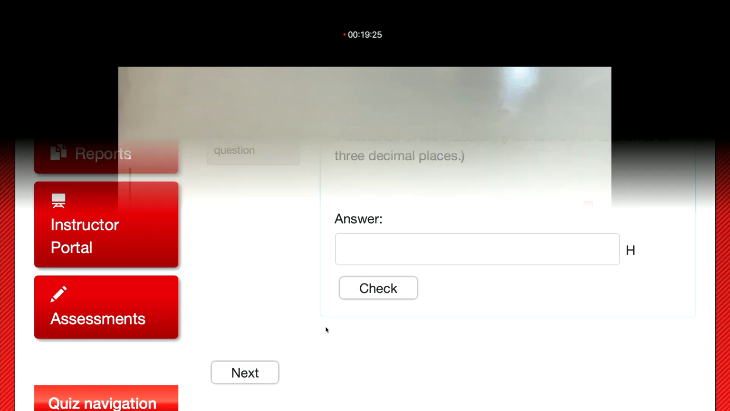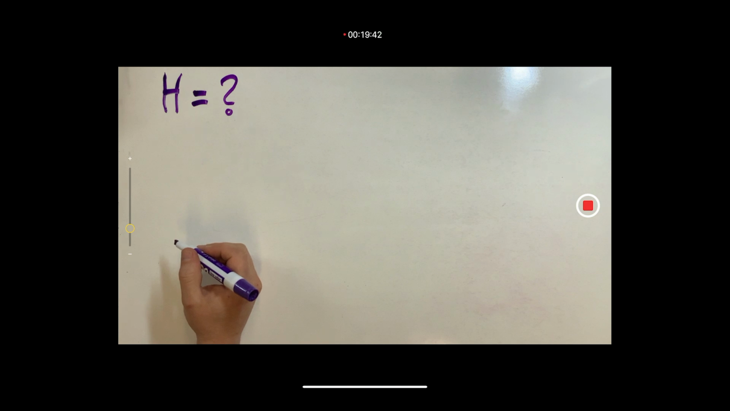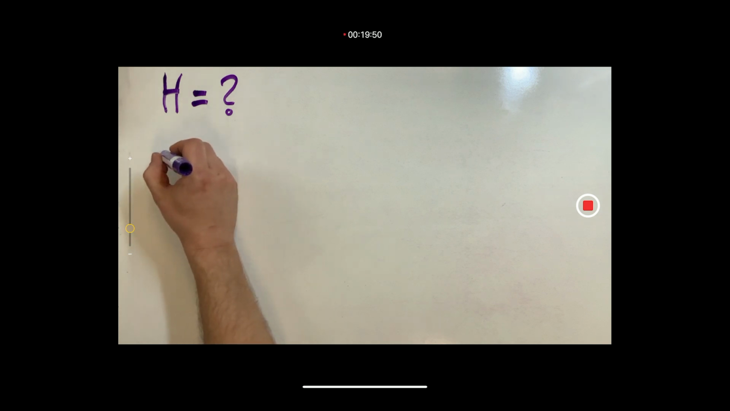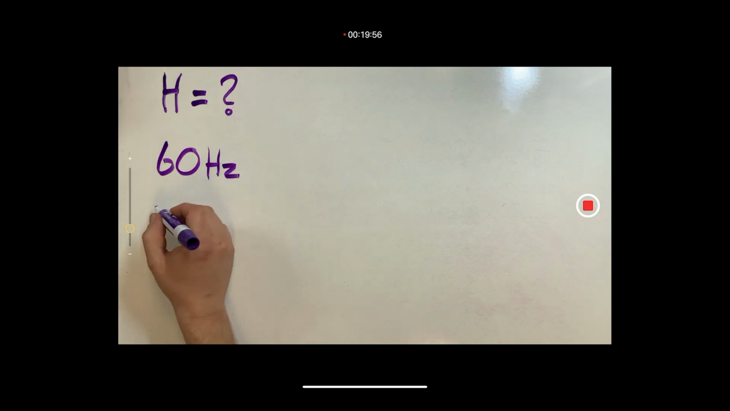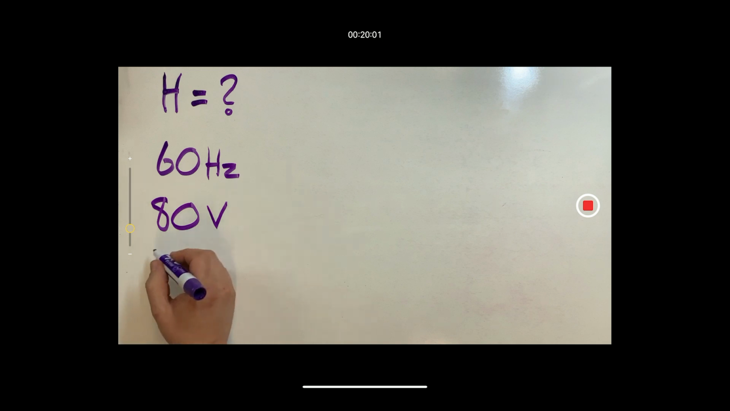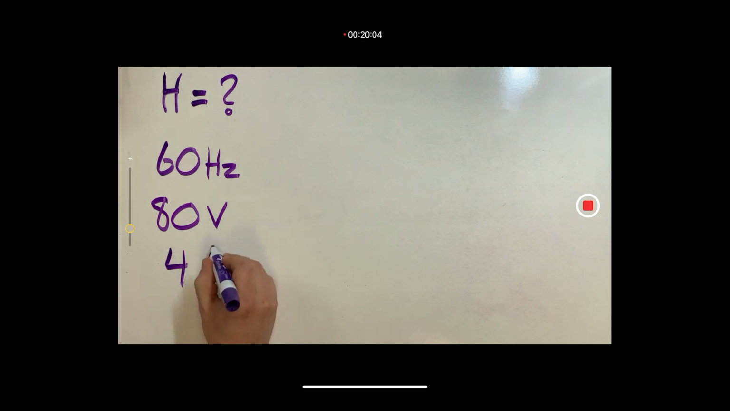Now, as I said before, the first step is to figure out what they're going to ask you. They are asking us for inductance, and inductance is measured in henries. So this is the ultimate question. Go ahead and fill in your notes, pull out all the other parameters that they gave you. They told us first there was 60 hertz, and they have 80 volts applied to the circuit, and then they also told us that there is 4 amps flowing.